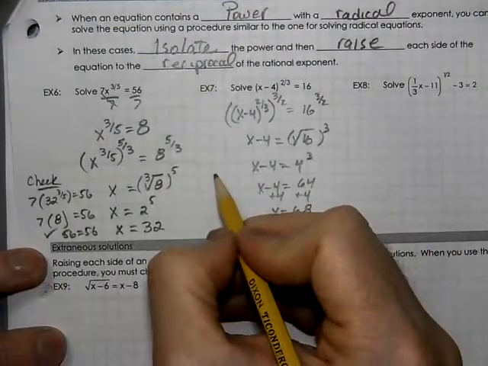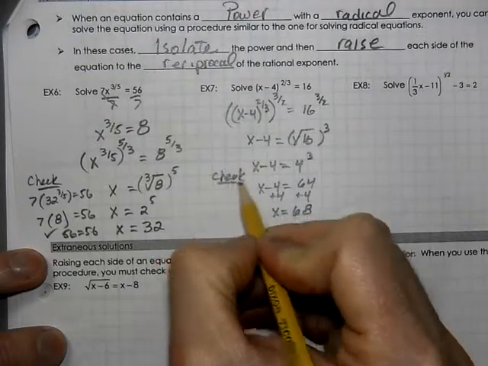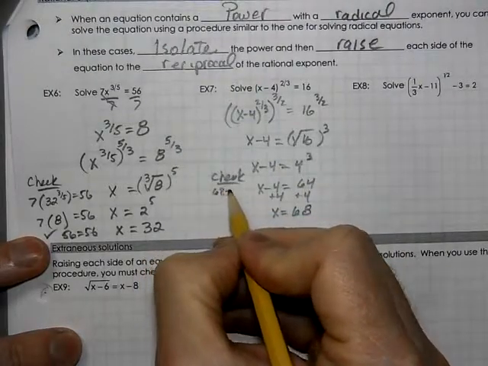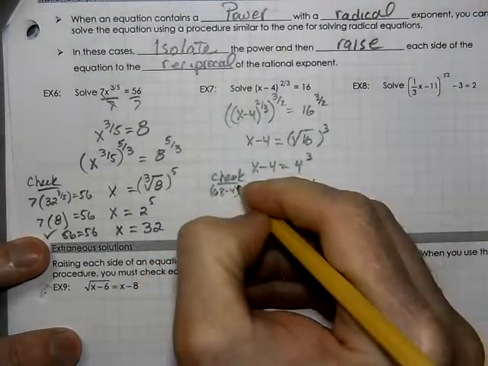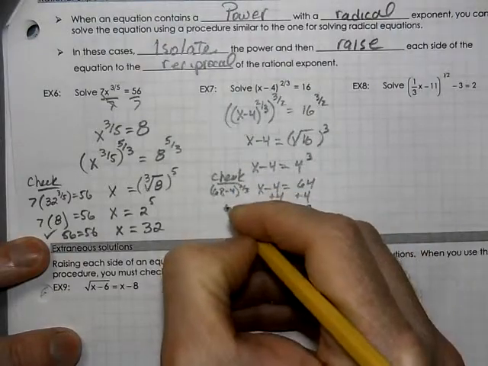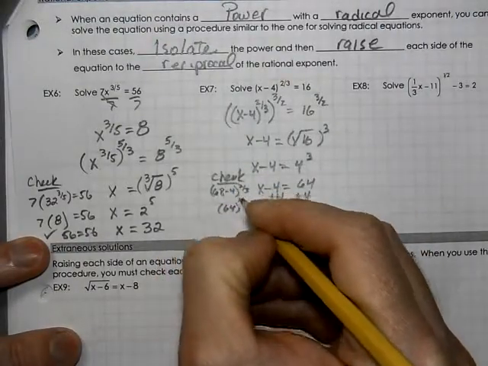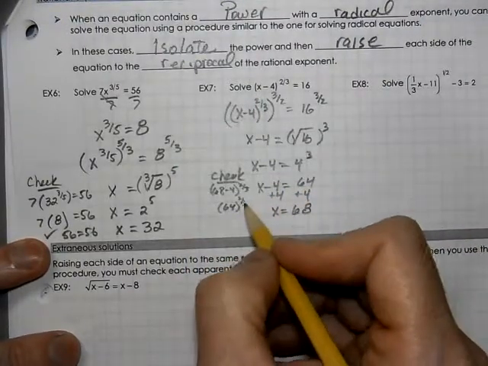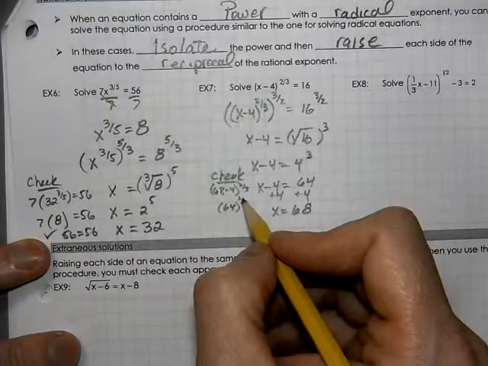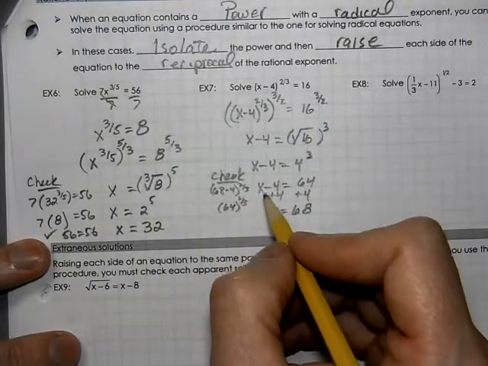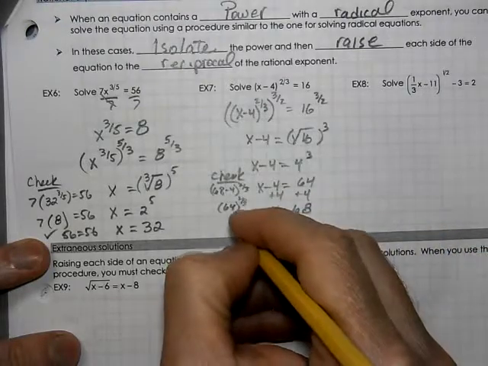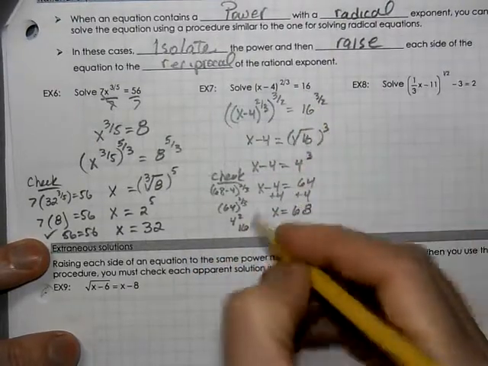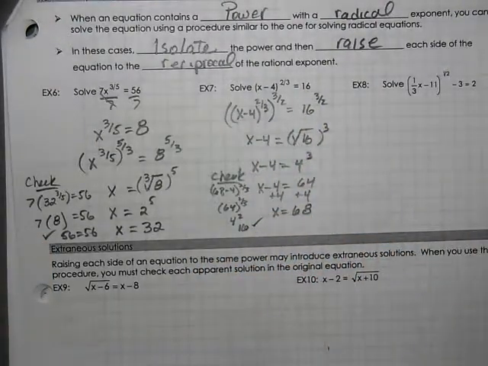So now we can check this one. We're going to plug the 68 in for the x, which gives us 64. The 3 tells us we're going to take the cube root of this, which would be 4, and the 2 tells us that we're going to square this. So 4 squared is going to become 16. And 16 is what that equals. So that was a good check.